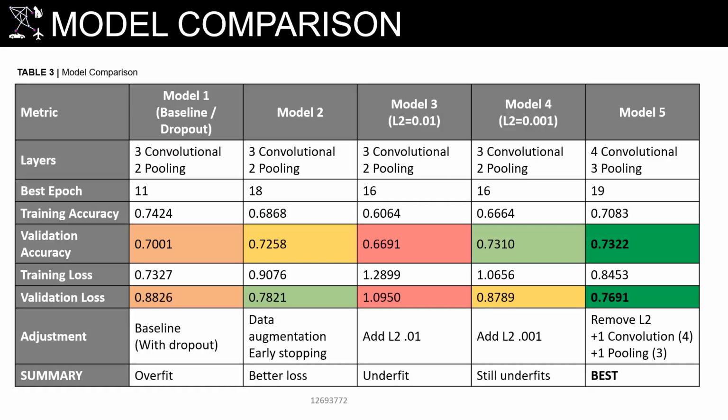Table 3 compares the models. The baseline model included dropout, which may have been better to add at a second stage for comparison. Data augmentation and early stopping helped mitigate overfitting. However, L2 regularization underfits at 0.01 and 0.001. This demonstrates that even a small L2 penalty harms the model's learning potential. Model 5 removes L2 and adds a convolution layer with 256 filters and a pooling layer. Model 5 is slightly better than Model 2. Overall, the greatest impact was from data augmentation, and the worst from L2 equals 0.01.